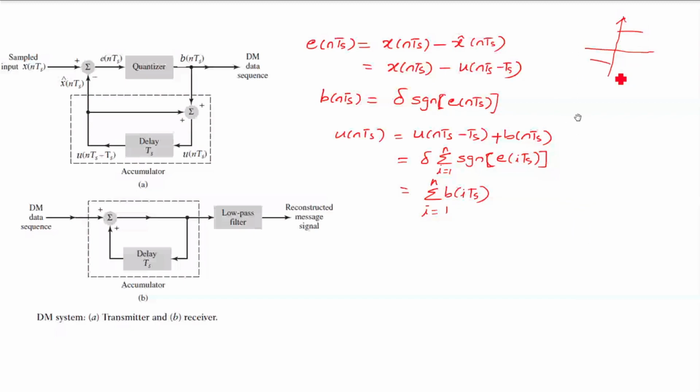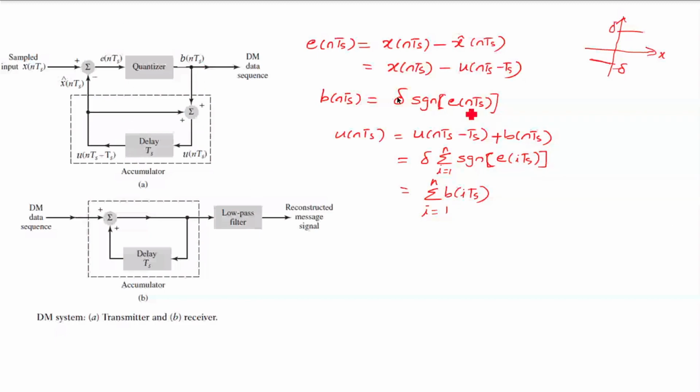Right, minus delta plus delta for the input x, right? The characteristic of the quantizer is this. Now b of n into ts is nothing but the encoded data. We have not taken it in a binary form; by default it is in NRZ polar form. So what is b of n into ts?